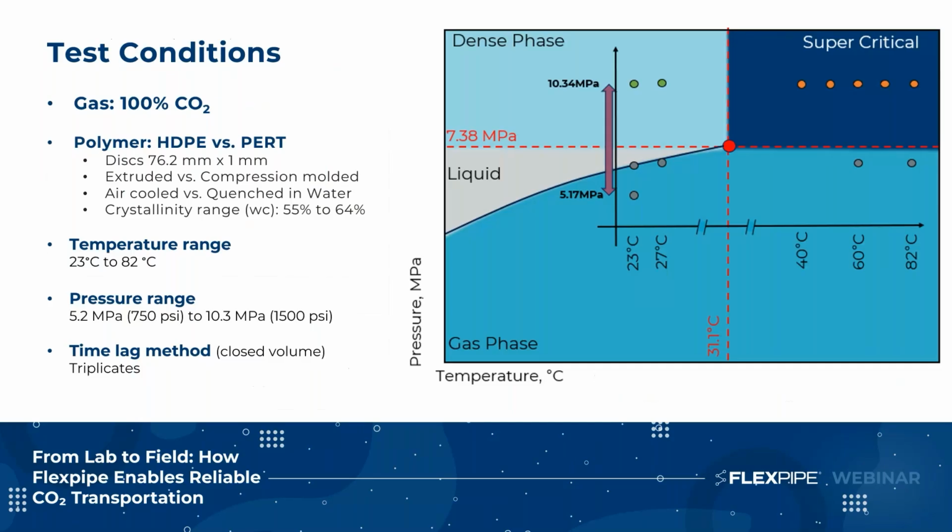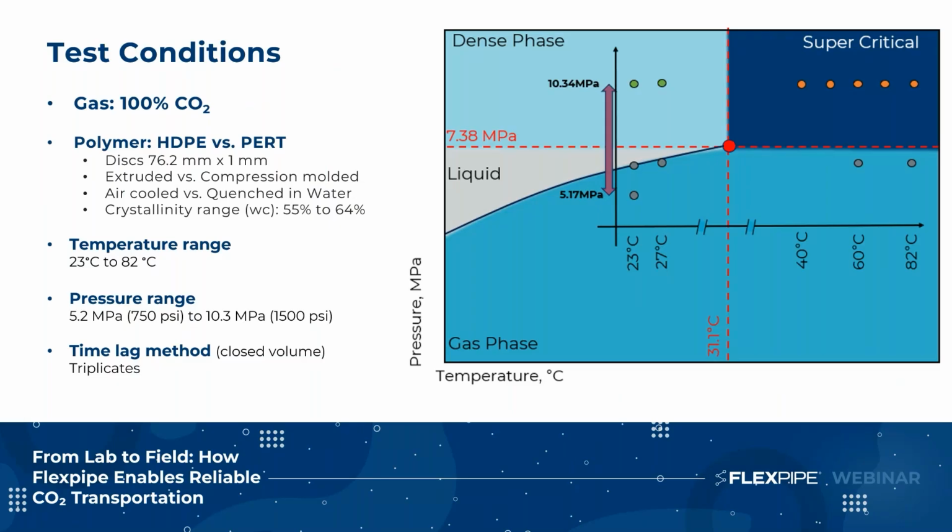Understanding the permeation properties of the liner in reinforced thermoplastic pipe is essential for determining the suitability of RTP for its intended application. To assess how phase change in CO₂ affects permeation, we examined different operating temperatures and pressures, which are represented here by dots in the schematic phase diagram.